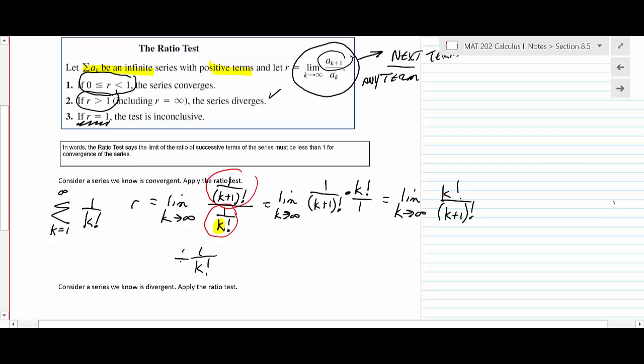I want to get through this factorial stuff a little bit today because we're going to be doing this a bunch in this section next week. Our goal is to look at the value of this limit. If it turns out to be between 0 and 1, not including 1, including 0, then we know it converges. I already told you it converges, so let's find out how this works out.